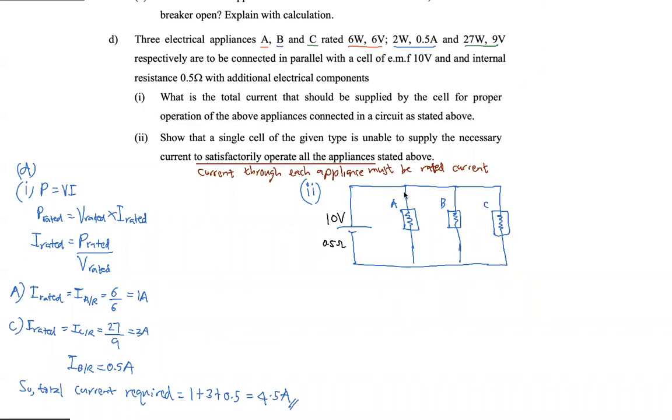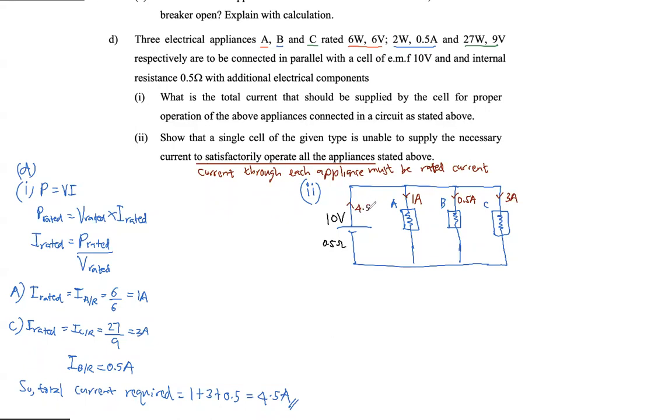What about the currents? The current through A has to be 1 ampere. Current through B has to be 0.5 ampere, sorry, not 3 ampere. And current through C has to be how much? That is 3 ampere. Okay, fine. That means the total current coming out of the battery should be 4.5 ampere.